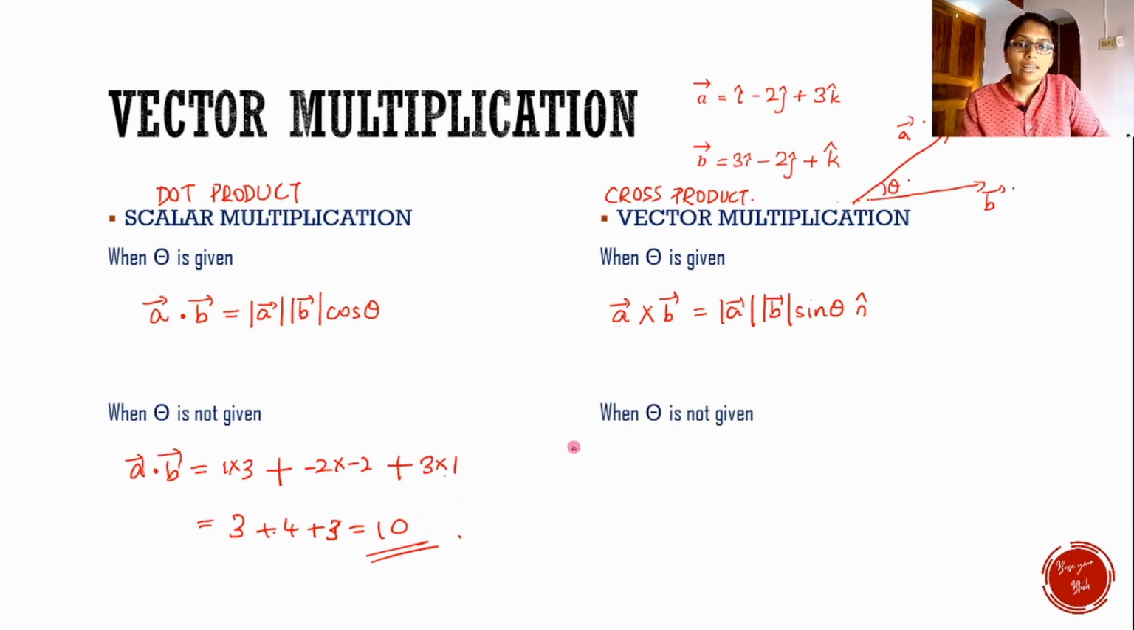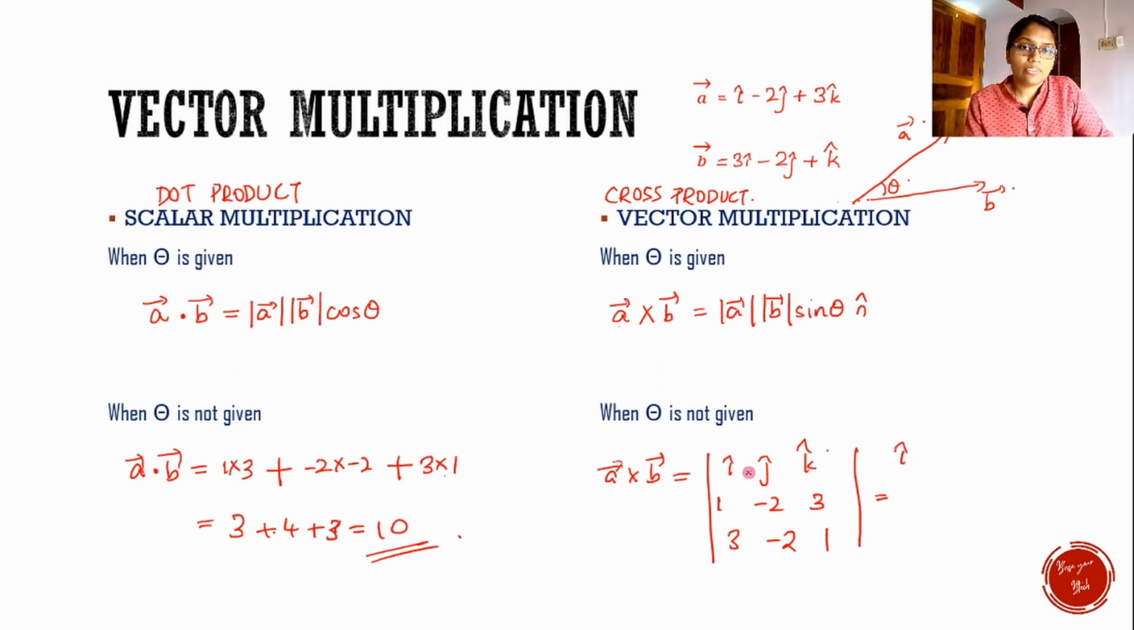And for vector multiplication, when theta is not given, what you need to do is A cross B is equal to the determinant of a 3 by 3 matrix. The first row of the matrix is simply i, j, k, and the second row are the components of vector A, that is 1, minus 2, 3, and the third row is the components of vector B, that is 3, minus 2 and 1. You need to just take the determinant of this matrix, and how to take it?